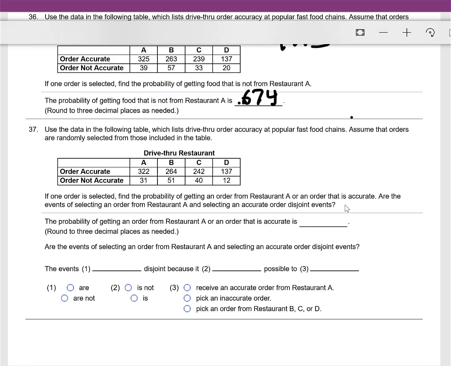Okay, now in this one, we want to do the probability of getting an order from restaurant A or an order that is accurate. Okay, so now you need, again, the total here is a little different. It's 1099 on this table if you add all the cells up. And then for restaurant A, in this case, there's 353.